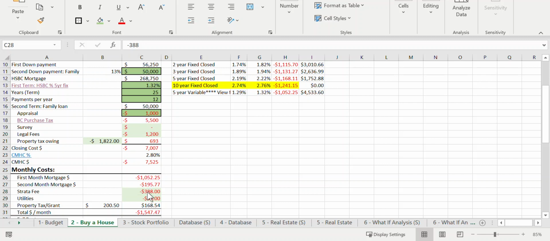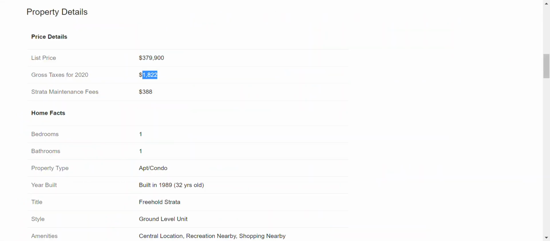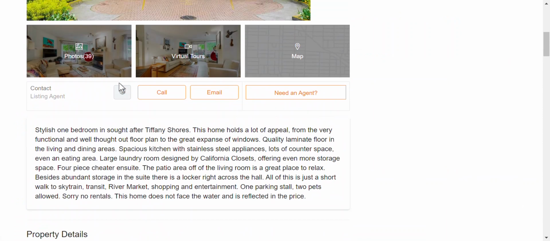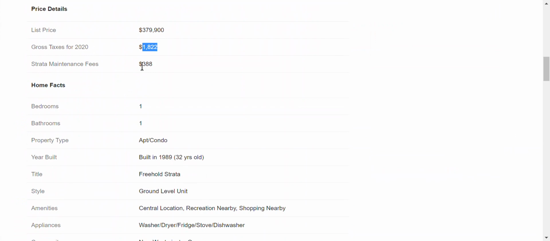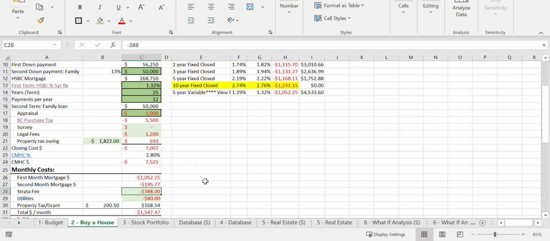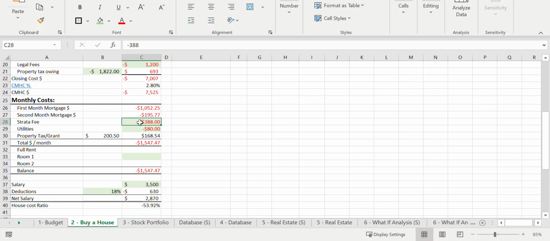So what I'm going to do now is go back to my property. Okay, so here's the property right here. And I'm going to go down to the maintenance and strata fee, which is right there. All right, perfect. So I'm going to type that in right here. Now you'll notice also I put in a negative here. So I'm entering my data as minus because I'm spending my strata fee, so I want to know what is coming out of my pocket.